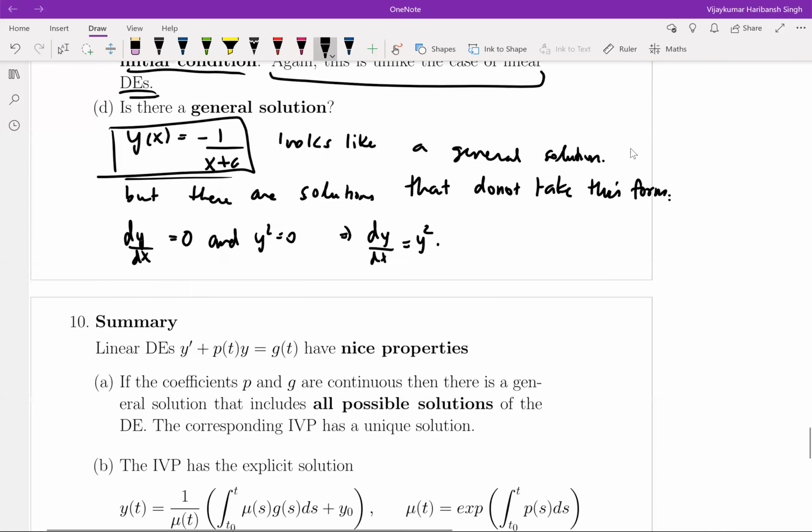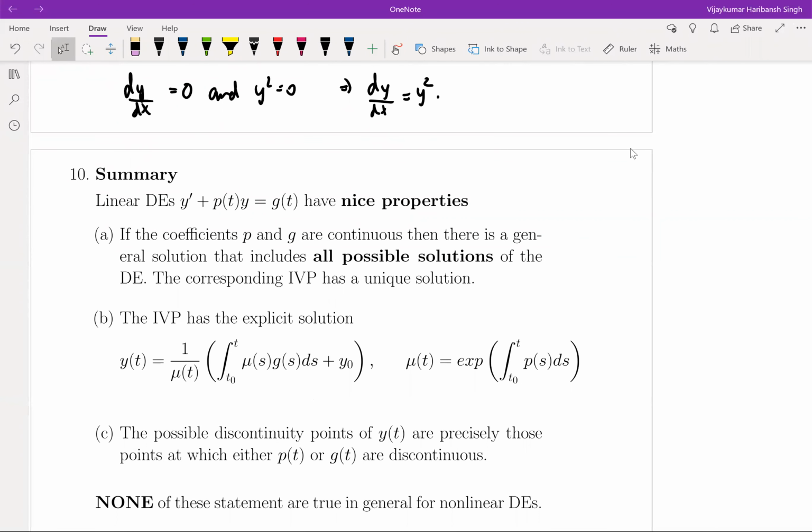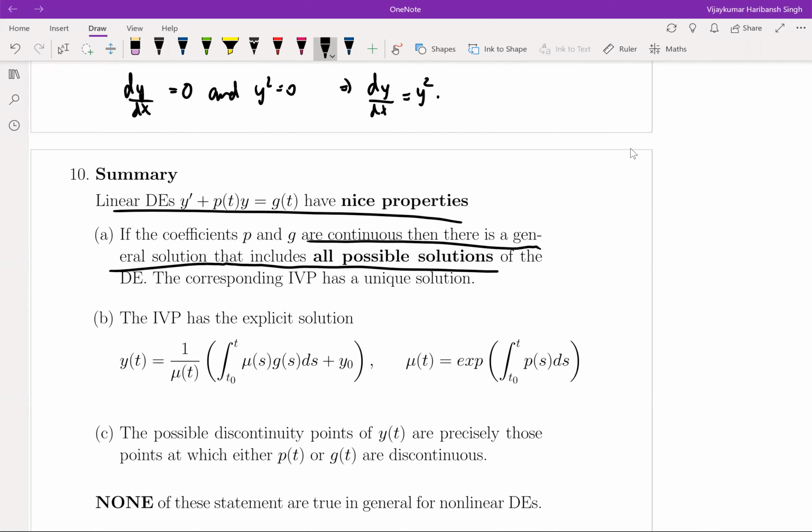Okay. So let's have a summary of whatever we have discussed. If you take a linear first order differential equation, it has nice properties. The coefficients p and g are continuous. If they are continuous, then a general solution that includes all the possible solutions of the differential equation is possible to create. The corresponding IVP has a unique solution. The uniqueness comes from the initial value. And the IVP has an explicit solution of the following format, where mu of t is given by the following.